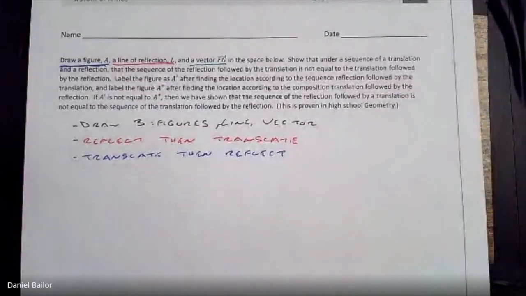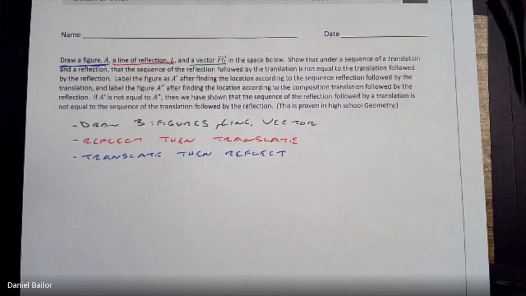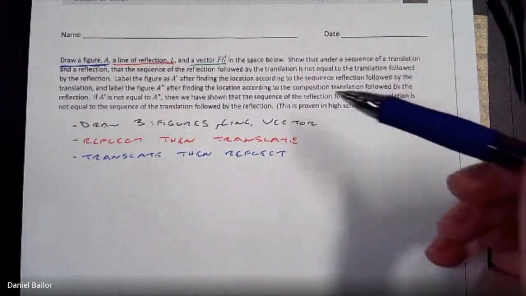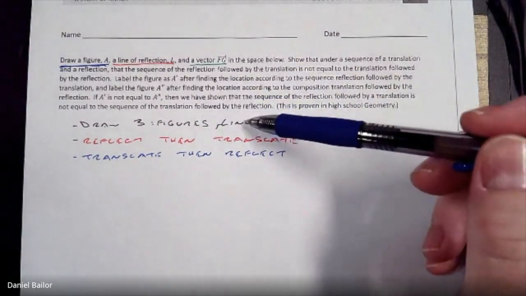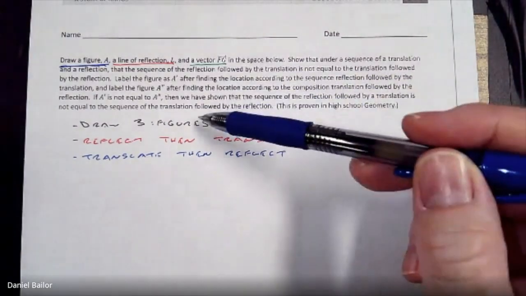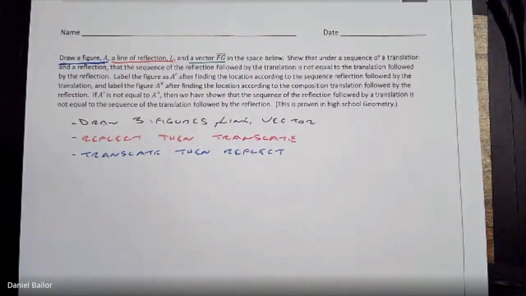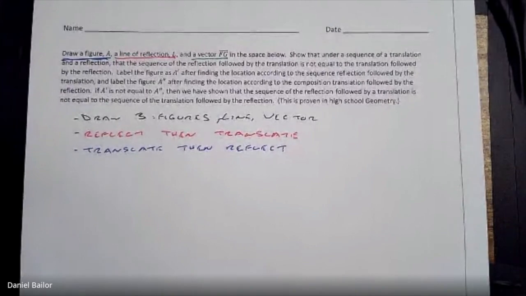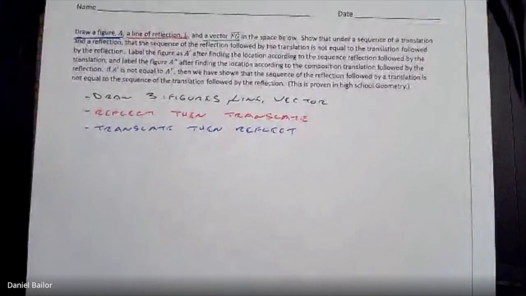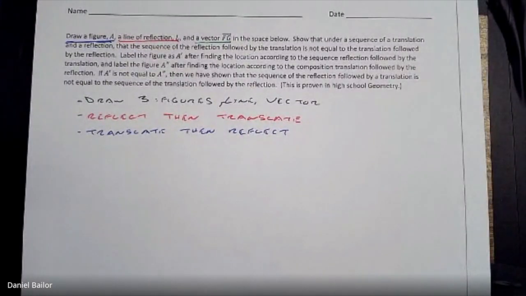You are doing the options in different orders. Except this time, you get to pick where the line is, where the vector goes, and what shape your figure is. So it's a little artistic challenge and a little bit mathematical challenge all rolled together. You're just going to show me how the order matters with what you did.